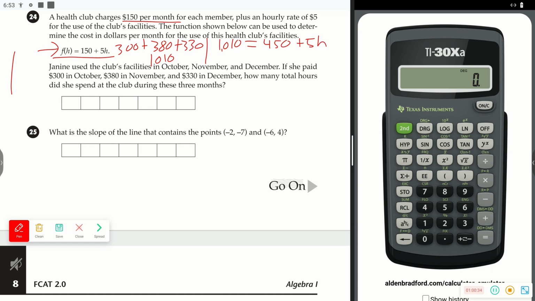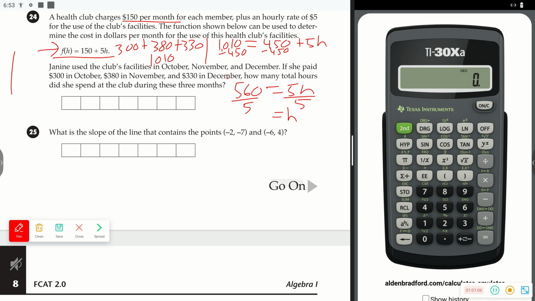So if we solve that equation for h, we'll actually get the number of hours she spent for the total of the 3 months. So we have to subtract 450 from both sides, minus 450. So 1010 minus 450, that should be 560 equals 5h, divided by 5, divided by 5. 560 divided by 5 should be our answer.